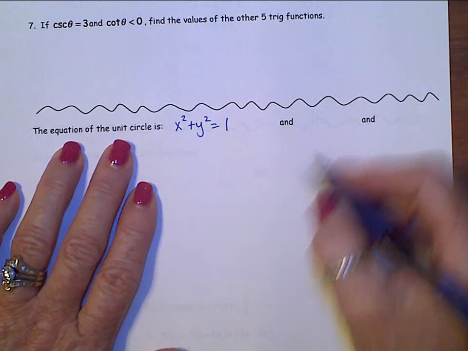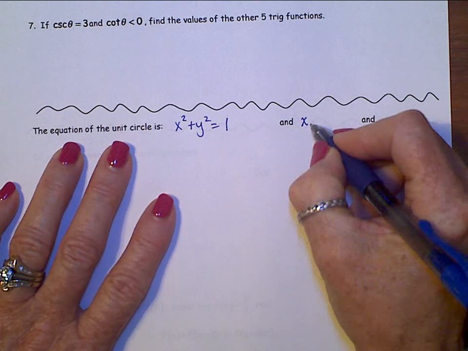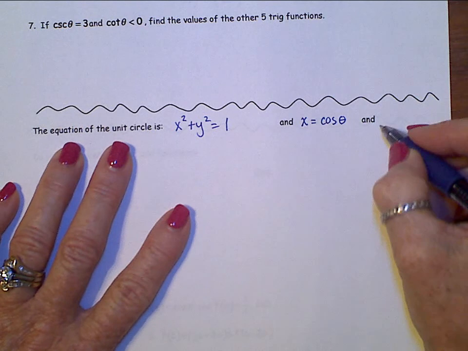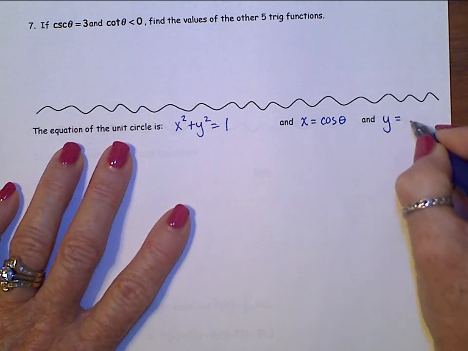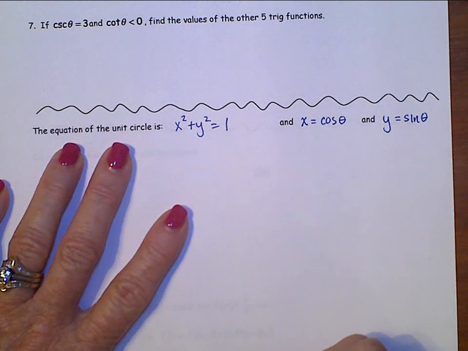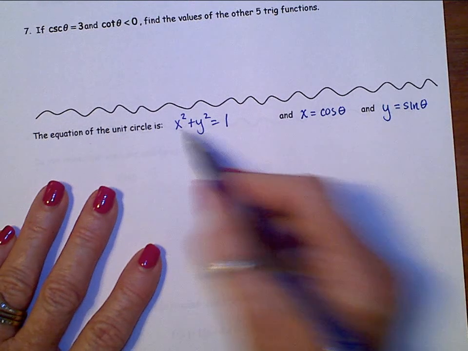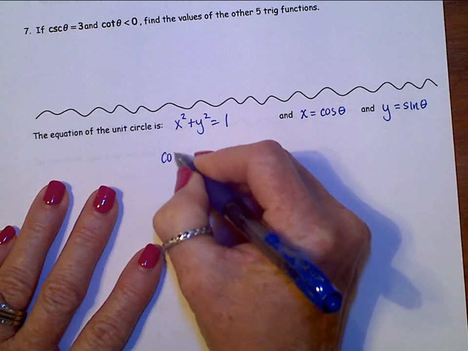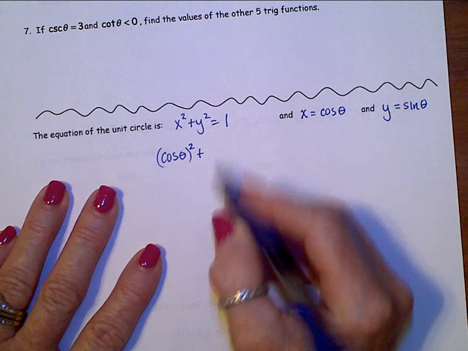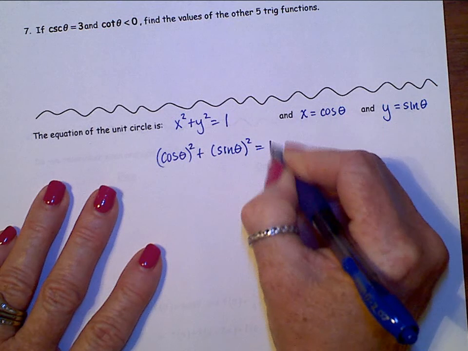And we also know, because we're on the unit circle, that the x-coordinate of a point on the unit circle is cosine of that particular angle, and the y-coordinate on that unit circle is sine theta. Well, now making some substitutions, x squared plus y squared is 1. X is cosine theta, so we see cosine theta squared plus y squared, or sine theta squared, is equal to 1.